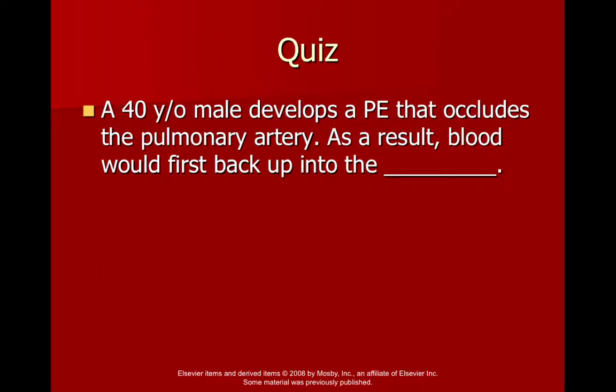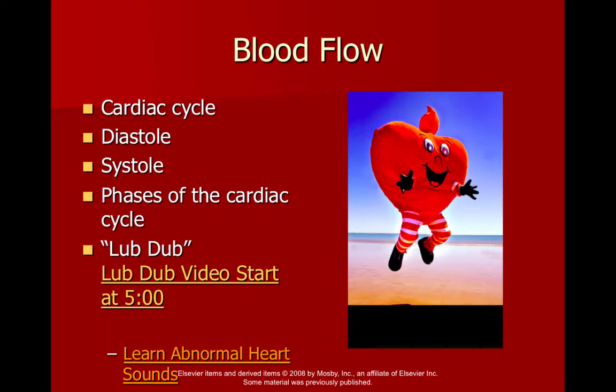Okay, so a 40-year-old male develops a pulmonary embolism that occludes the pulmonary artery. As a result, blood would first back up into... and the best answer is right ventricle. Okay, because you have to imagine the backup of blood, so use your heart. Pretty sure in health assessment you go over this, so I'm not going to spend a lot of time on this.